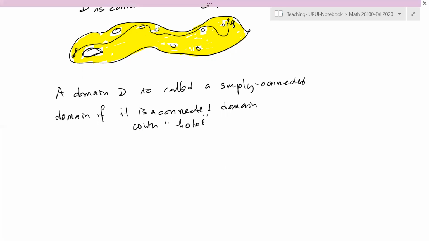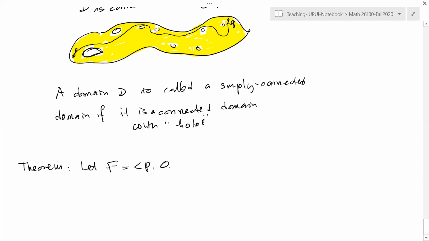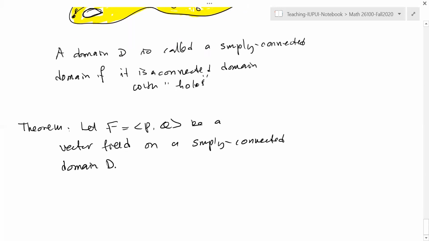So the theorem says that if you have a vector field, let F, with P and Q, be a vector field on a simply connected domain D. Now we have to assume that the partial derivatives are continuous. We have to assume they have continuous first order partial derivatives, otherwise you cannot talk about partial derivatives, right?